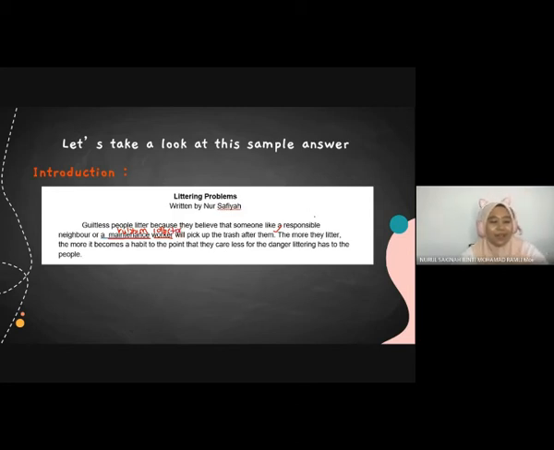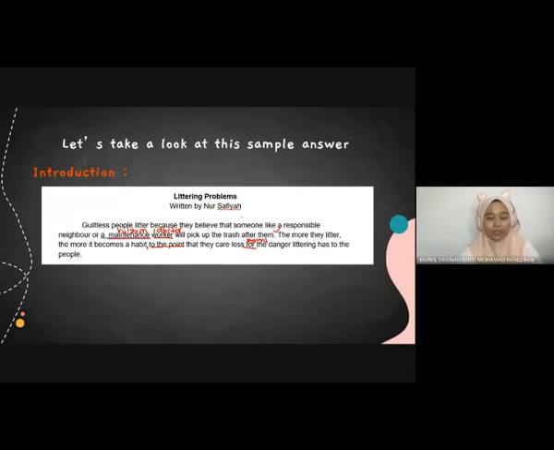The more they litter, the more it becomes a habit, to the point that they care less about the danger littering has to people. Okay, there is an attempt here to use a complex sentence, going to the point. But here there must be a comma. It becomes a habit, pause, to the point that they care less about the danger littering has to the people.